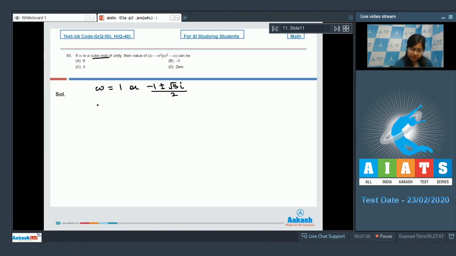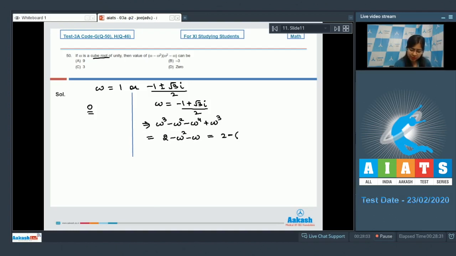So solving the given expression, when we put omega equal to 1, it is 1 minus 1, 0 directly. The required value is 0. And when we put, let us say, omega equal to (minus 1 plus root 3 iota) upon 2, then the required value is omega cube minus omega square minus omega^4 plus omega cube, that is equal to 2 minus omega square minus omega, that is 2 minus minus 1, that is equal to 3. So from the given options, C and D is the correct answer.